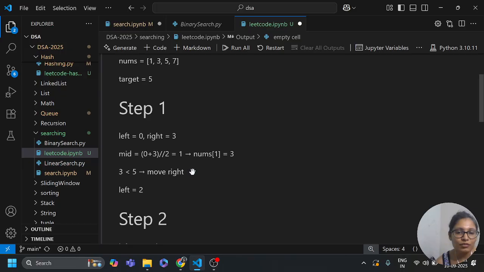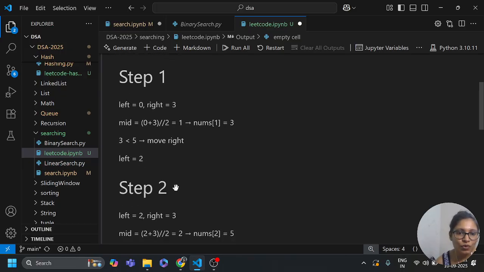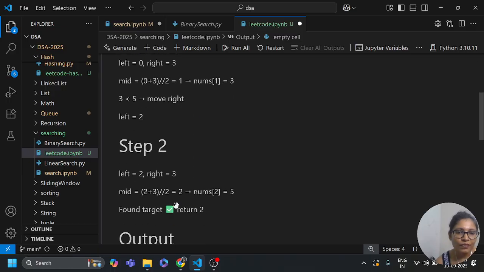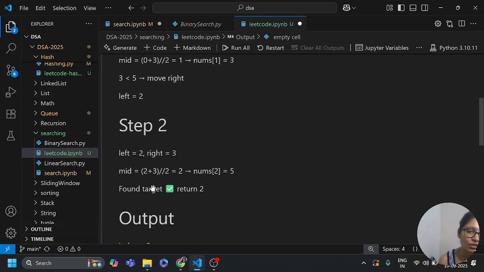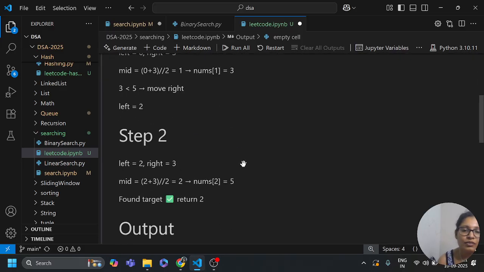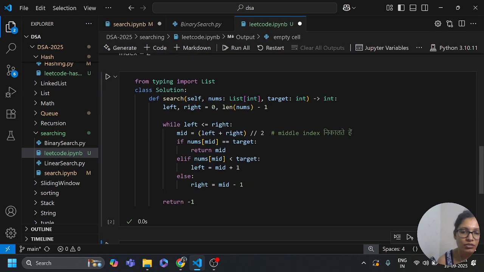Since 3 is less than 5, we move to the right. I increase left to 2, so left equals 2 and right equals 3. So 2 plus 3 divided by 2, we get 2. At index 2 we have 5, so we found the target and return index 2. So this is our output: index 2, we have 5 at index 2. I think you have got this solution.